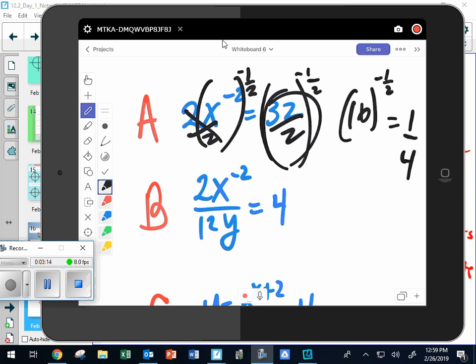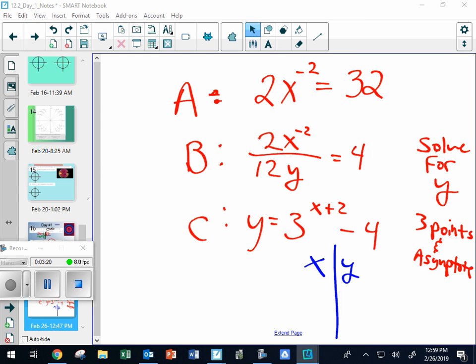Okay. All right. And just in case my iPad can't be viewed on the video, I'm going to continue on to the next problem. I didn't show you A, if at home you can't see the iPad, but what we did is we divided by 2 first, then we put everything to the negative 1/2 power. All right, part B.